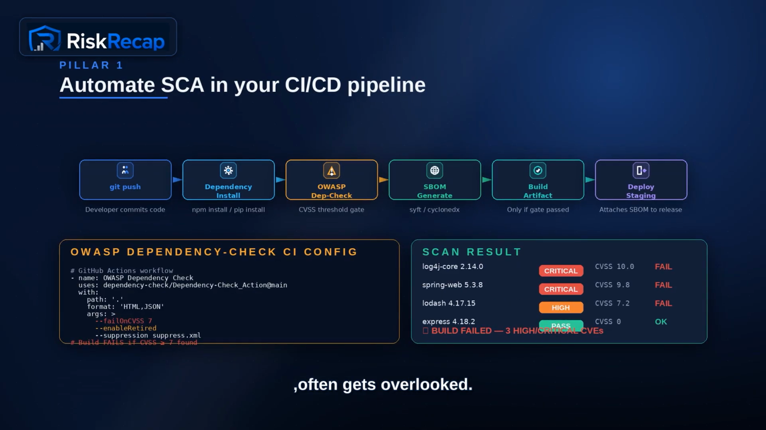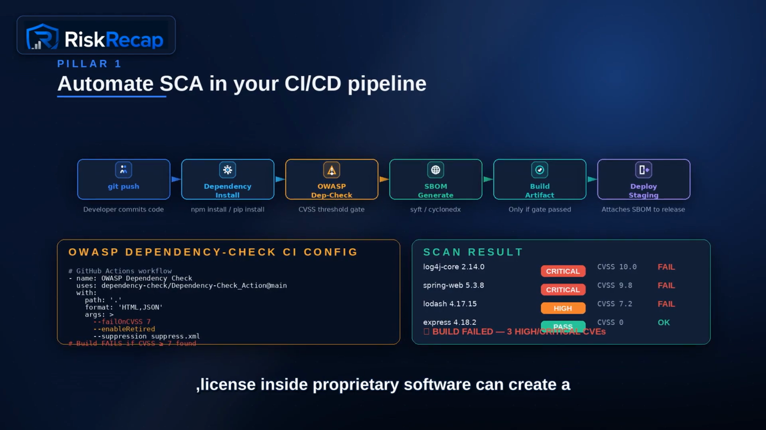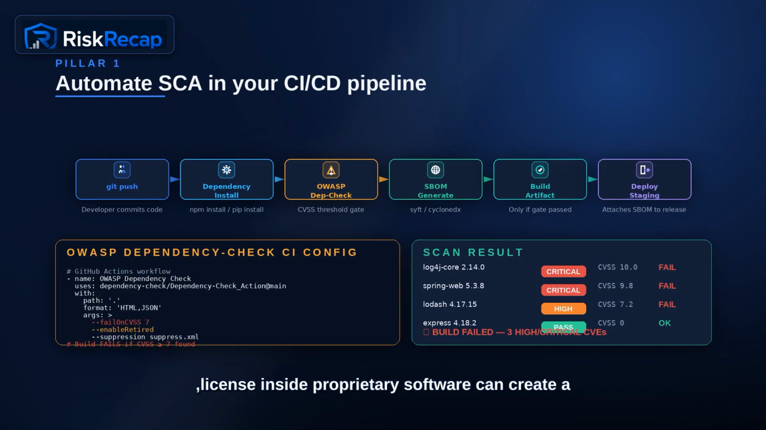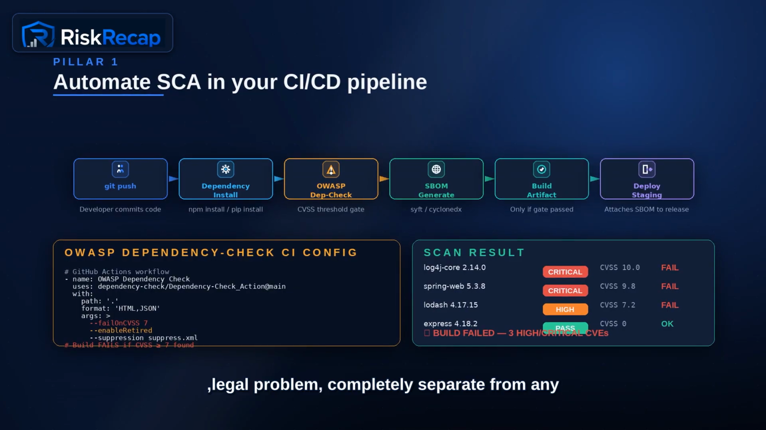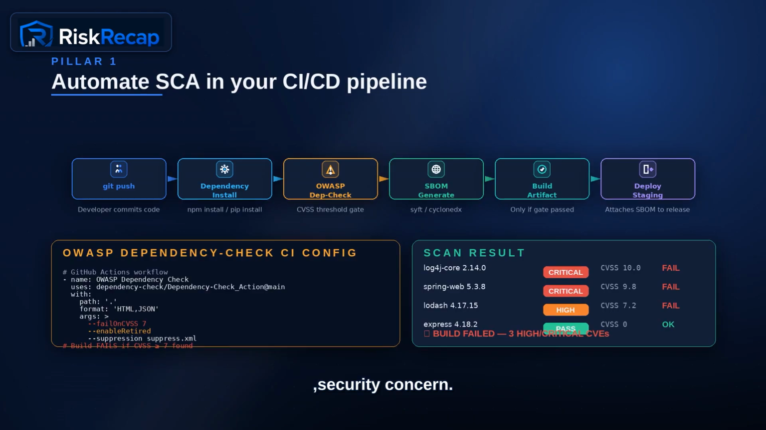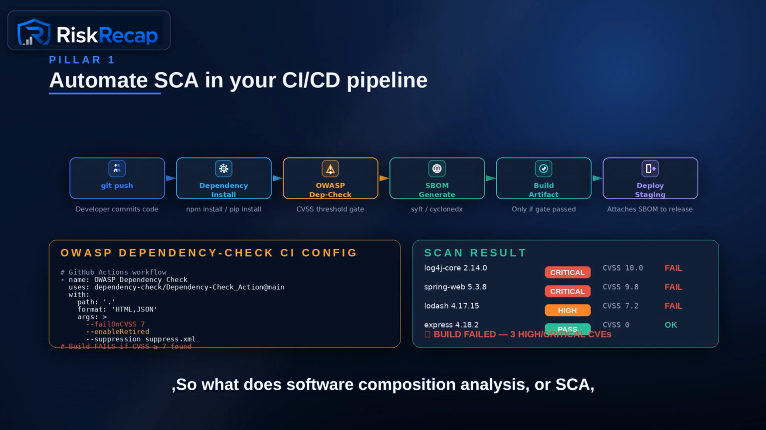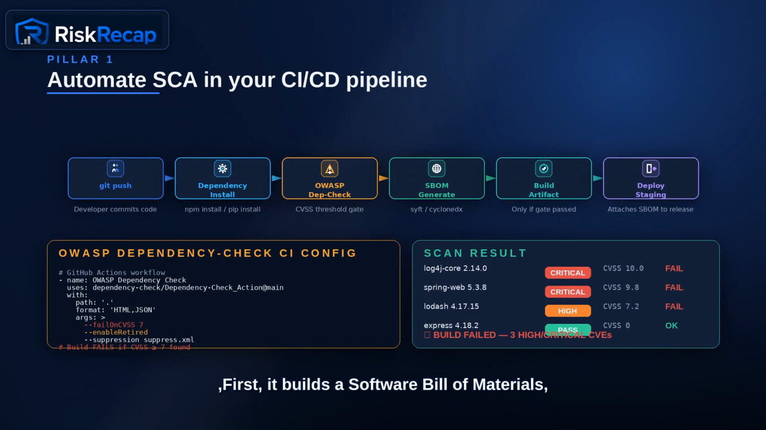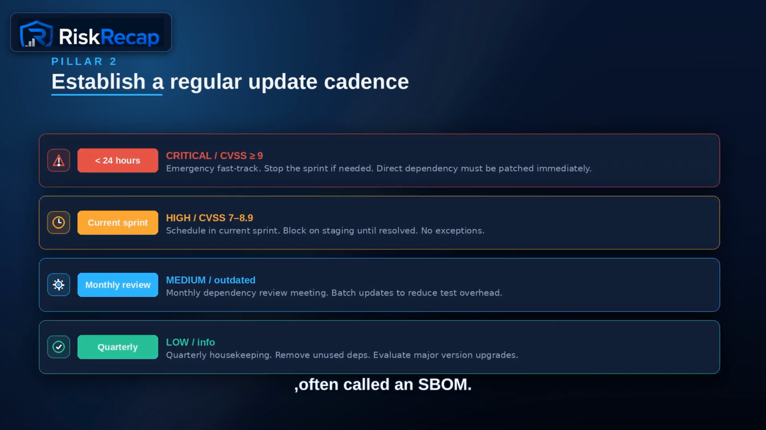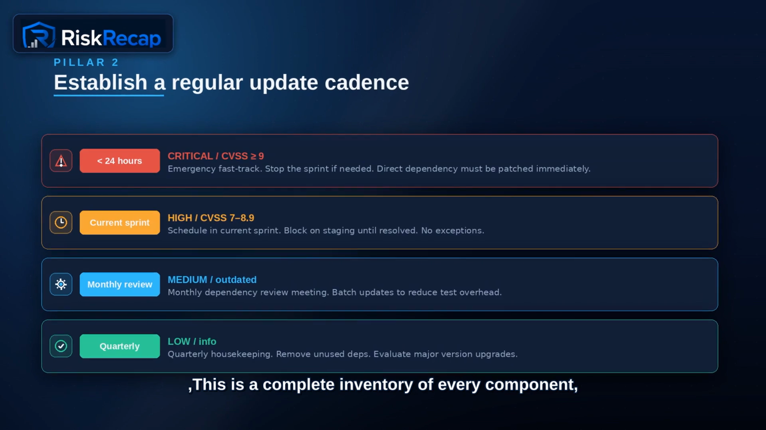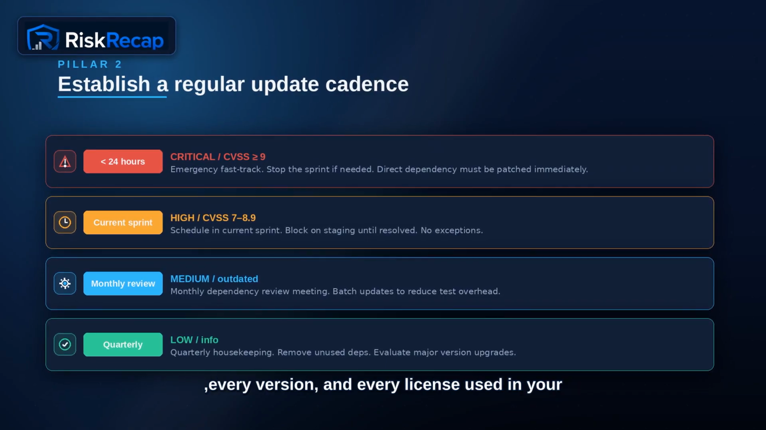Automate SCA scans as part of your continuous integration pipeline, but also run periodic full dependency tree scans. This matters because transitive dependencies can change even when your own code hasn't, simply because upstream projects release new versions. Establish a regular update cadence, for example, a monthly dependency review, with a separate fast-track process for critical vulnerabilities that need immediate attention.